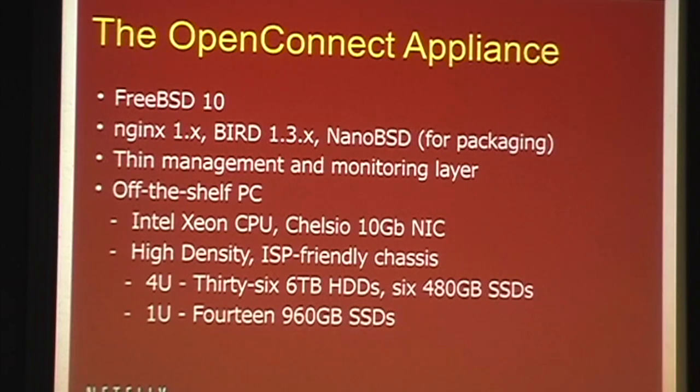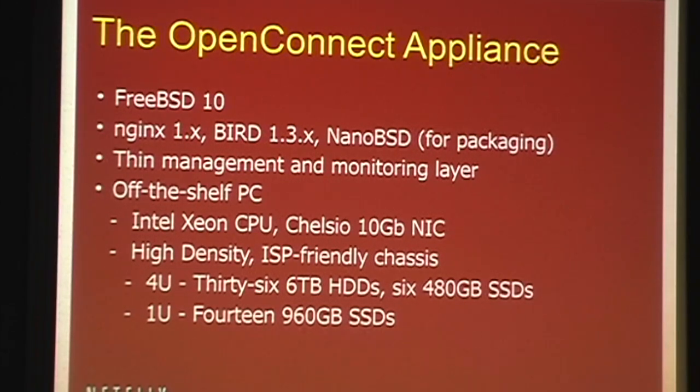So what does an OpenConnect server look like? It runs FreeBSD 10, like I said. It runs Nginx, Bird. We use NanoBSD for packaging. There's a fairly thin management monitoring layer, mostly Perl scripts, because they just work. And it's an off-the-shelf PC. We have Xeon CPUs, several 10 gigabit Chelsio ports. And currently, we have two different types of chassis that we use.